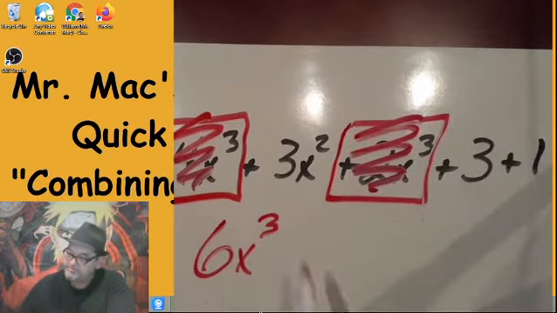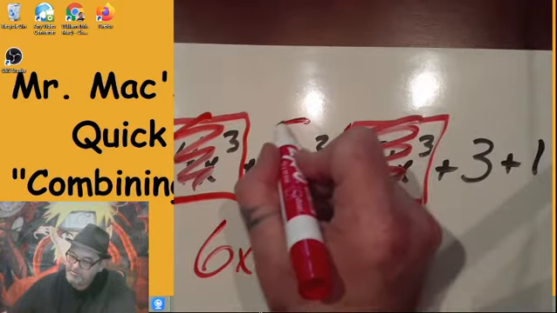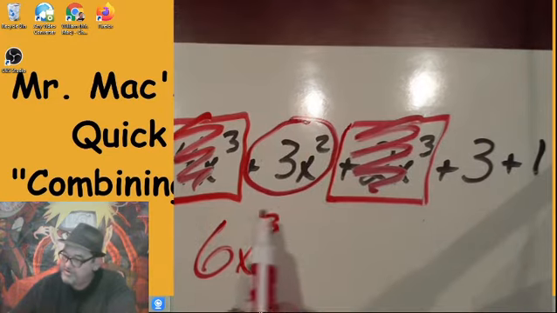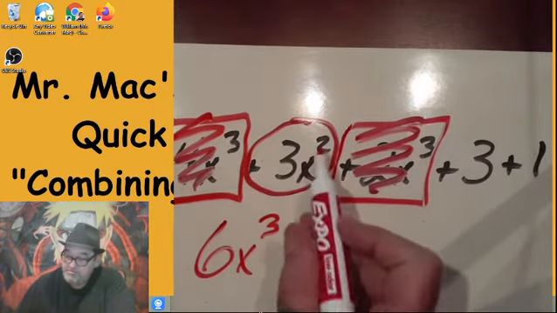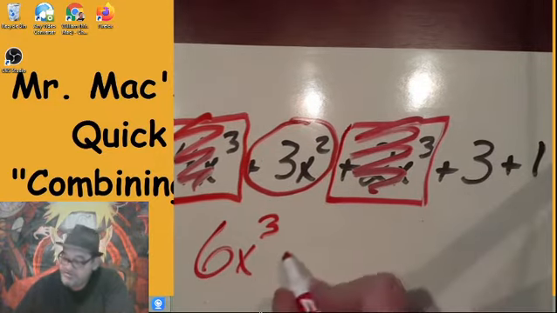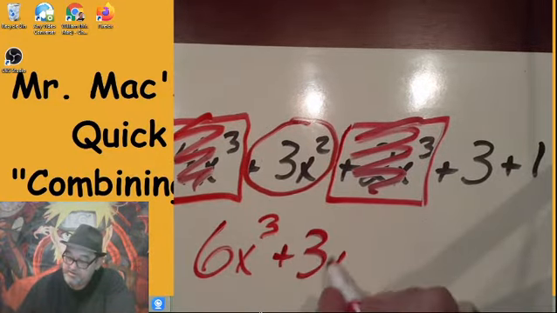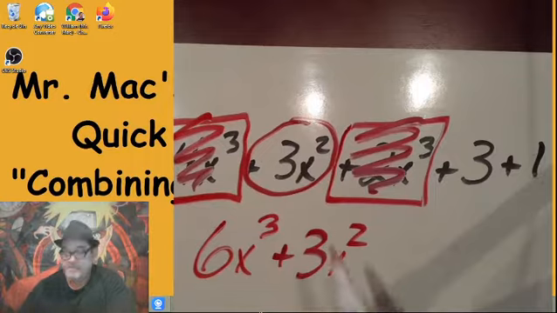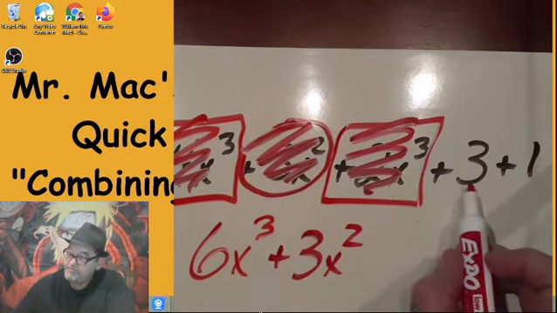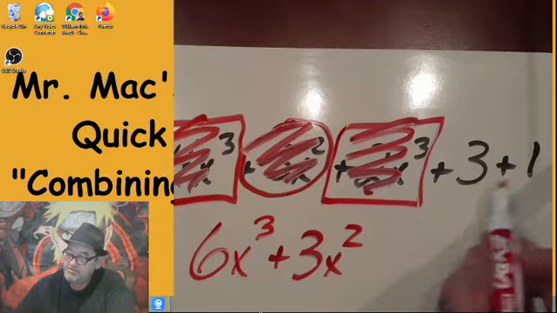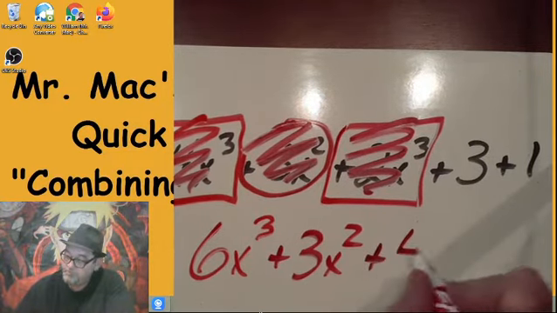What's my next term? I have x squareds. Are there any other x squareds here? There's not. So 3x squared plus no other x squareds is just going to be 3x squared. So that just comes down into my answer. And then last, regular numbers. I have a 3 and a positive 1, so 3 plus 1 is positive 4.